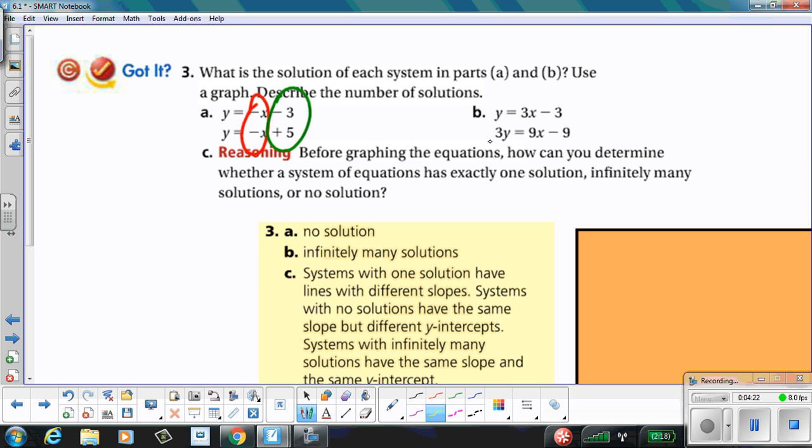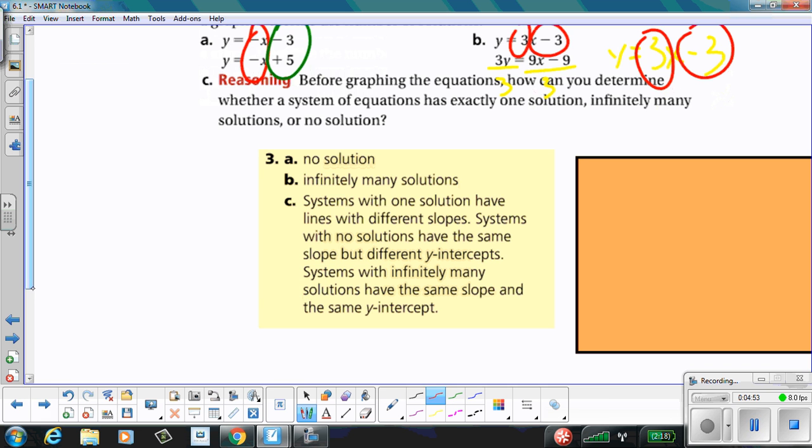I'm going to change this one into slope-intercept form. And when I do that, I notice a couple things. I can see that it does have the same slope, and it actually has a matching y-intercept. These equations are the same, so they would have an infinite number of solutions. So because it has a solution, it is called consistent. Because they're infinite, it is also dependent. And I answered number C a little bit when you start looking at slopes and the such.